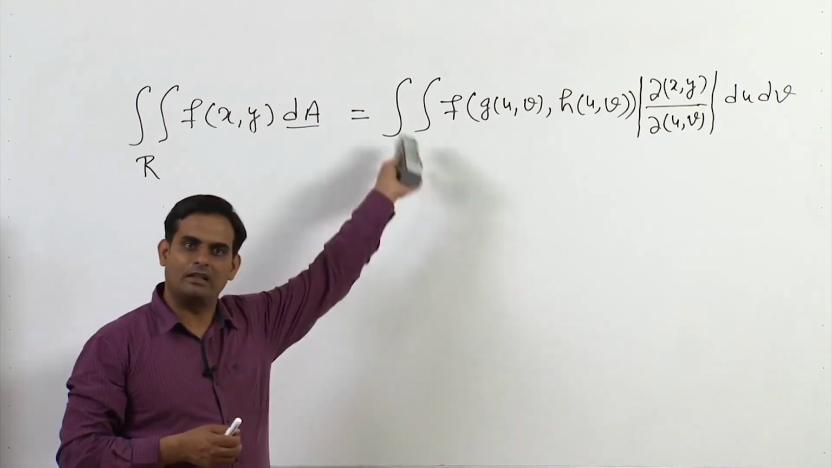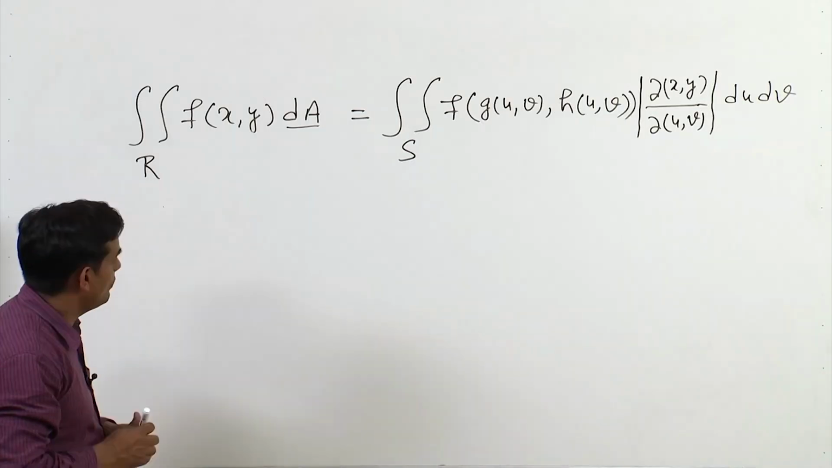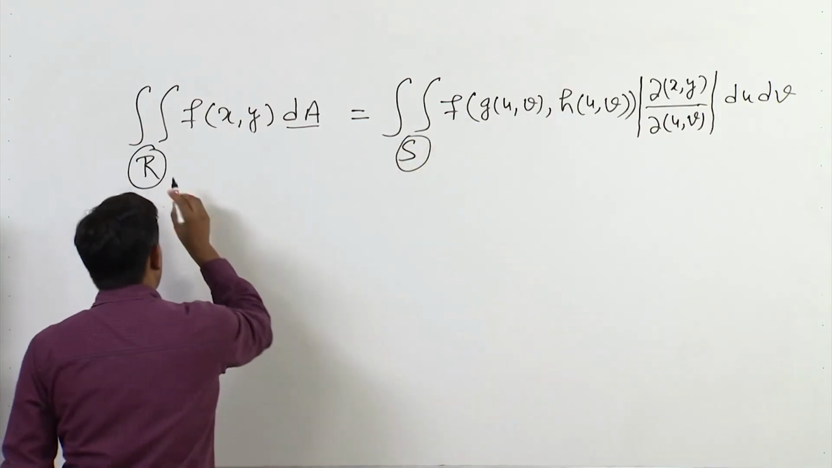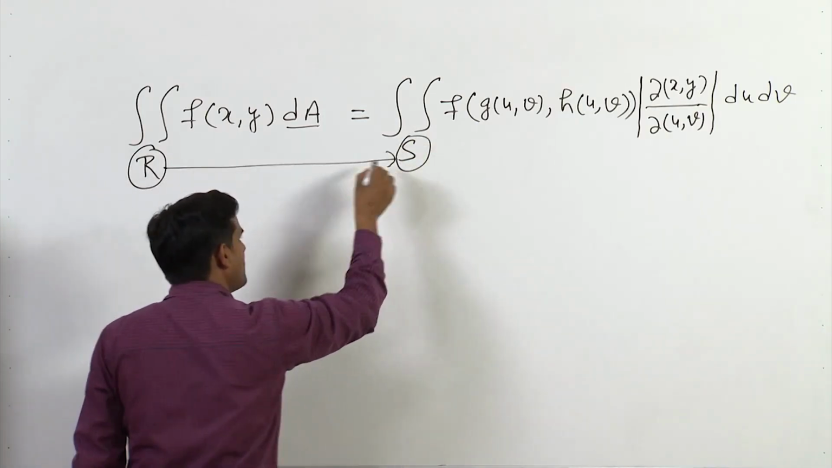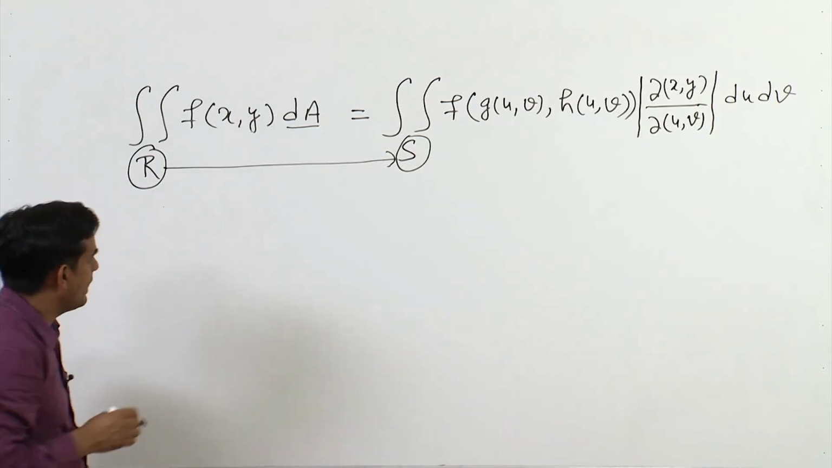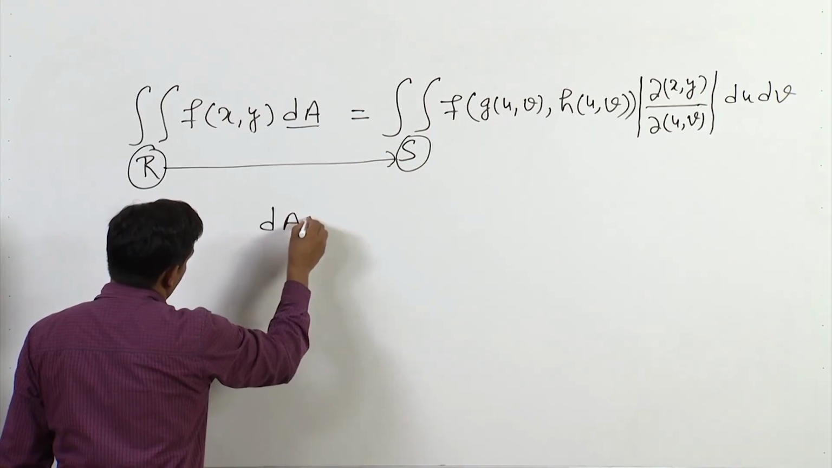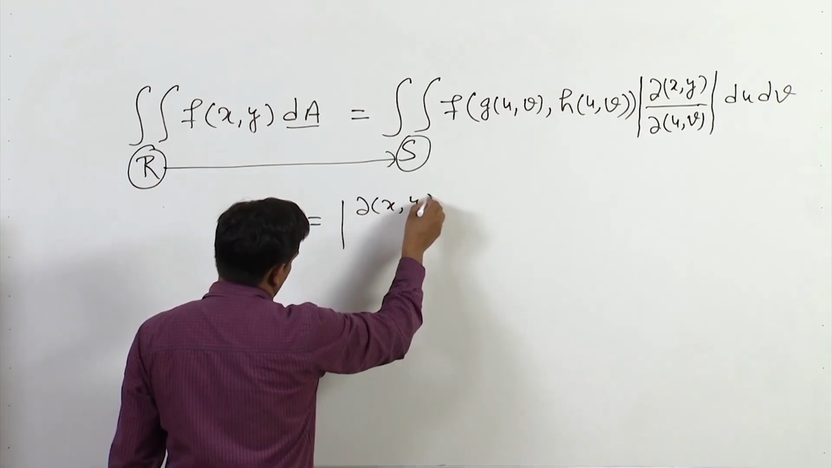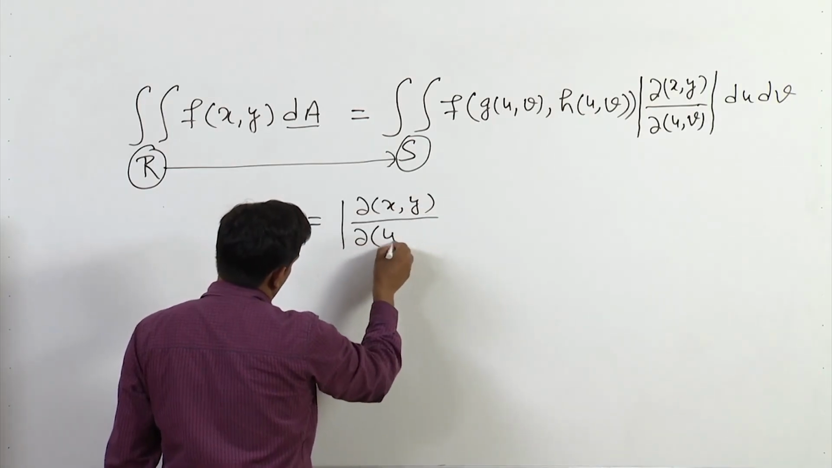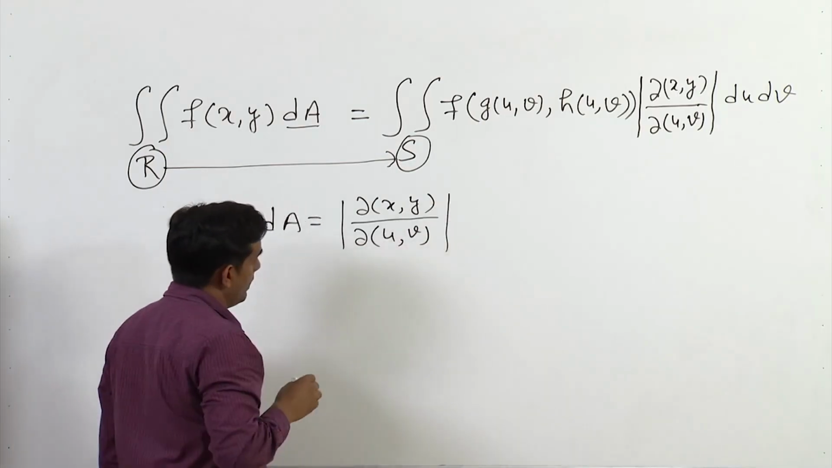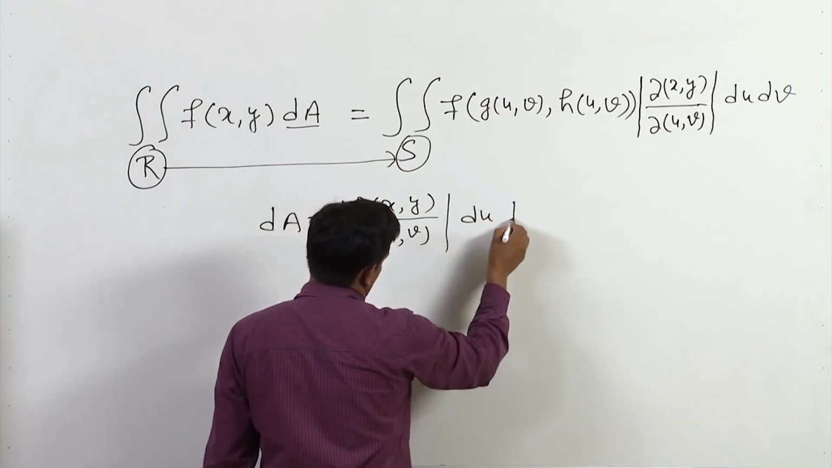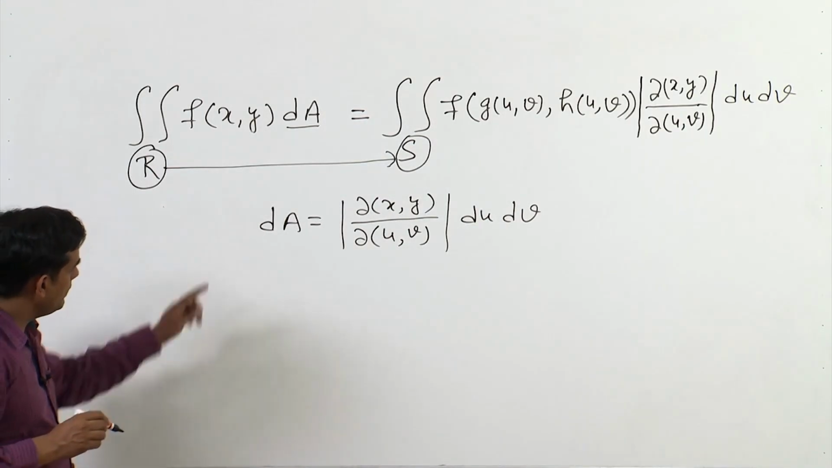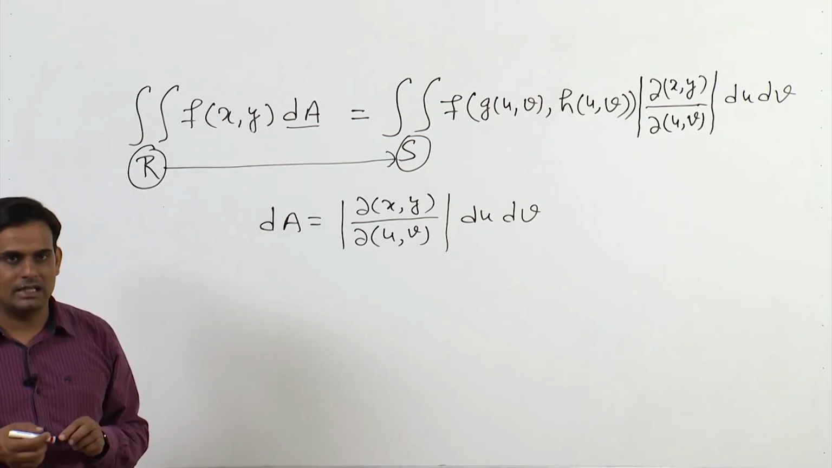A similar concept can be extended to the triple integral. Here you have to notice two things: one is that earlier the region was R, now it becomes S. The other thing is that dA is now the Jacobian of x y with respect to u v, du dv. And these two things come from the region.